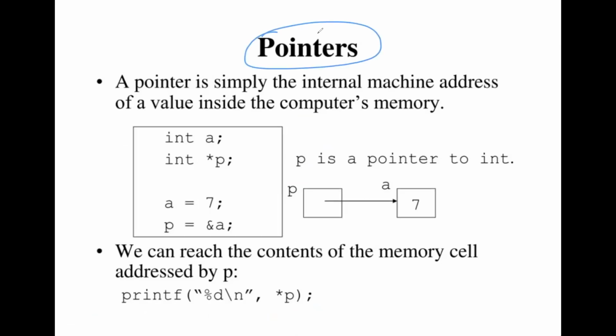Pointer is an interesting topic. A pointer is a data type. A pointer is simply an internal machine address. It stores someone else's memory address. So you can think of this data type called pointer that stores a memory address, which is a hexadecimal number, let's say 0xFA21, which is also an integer in decimal.